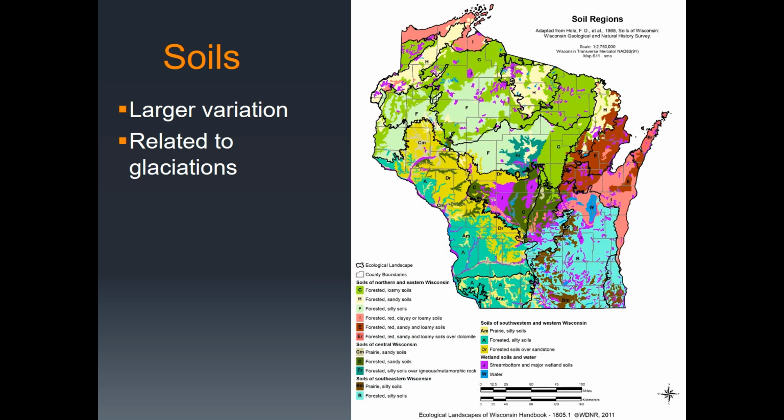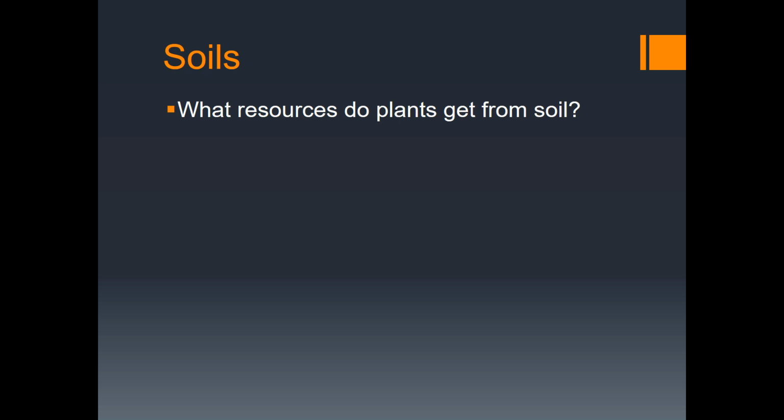So soils are actually really what drives the differences in vegetation and forest type in Wisconsin. And a lot of this is related to the glaciation and the types of parent material that were deposited and how that parent material has evolved into soil over the past 10,000 years since the last glaciation. So when we think about soils, there's several things that soils provide for plants, but the main things that we think about are water and nutrients.